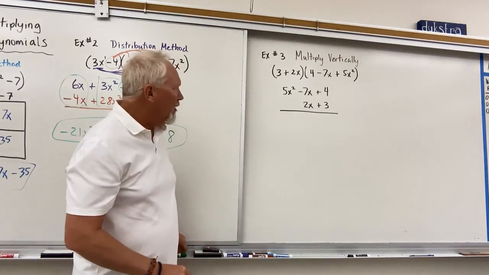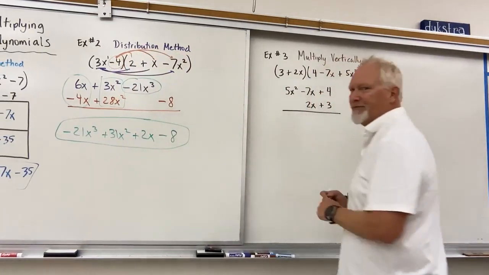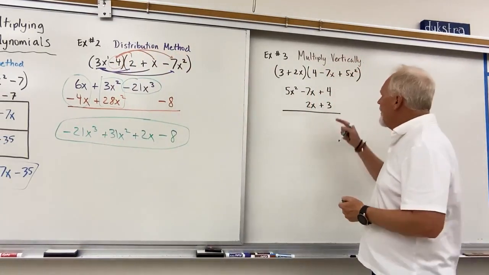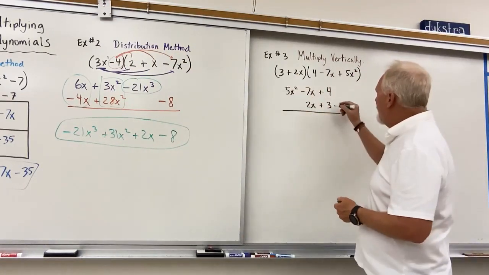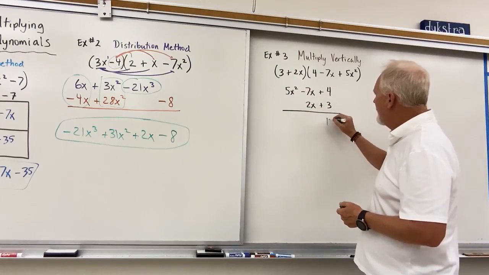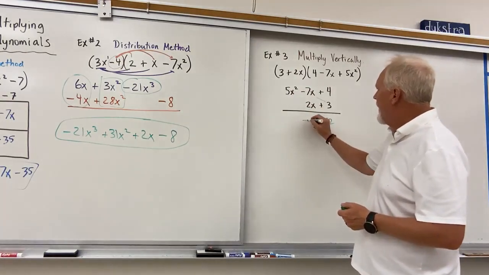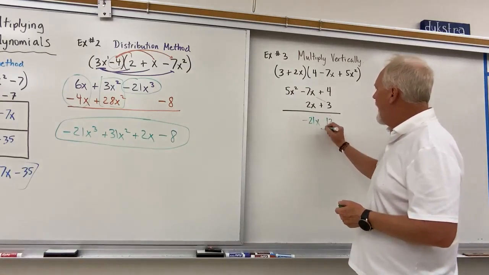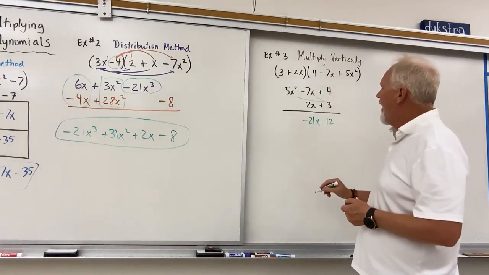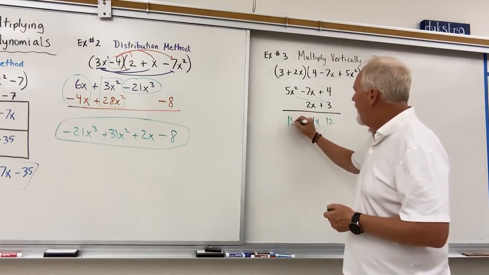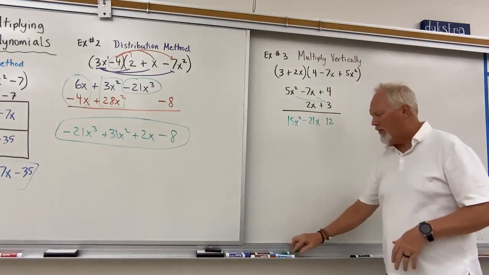So now what I'm going to do is I'll just multiply these across. So I'm going to come over here and we just simply take the 3 times each of these. So 3 times 4 is 12. And then 3 times negative 7x is negative 21x. And then we have 3 times 5 is 15x squared. Okay? That's the first round.